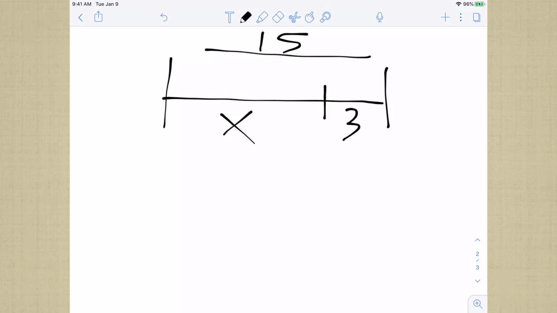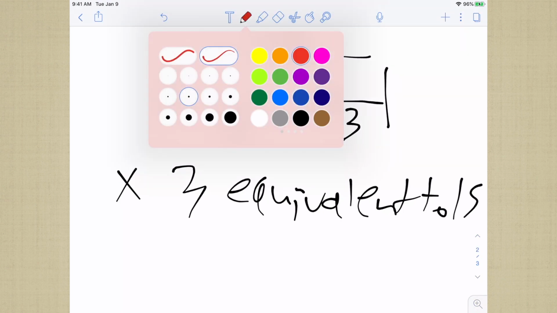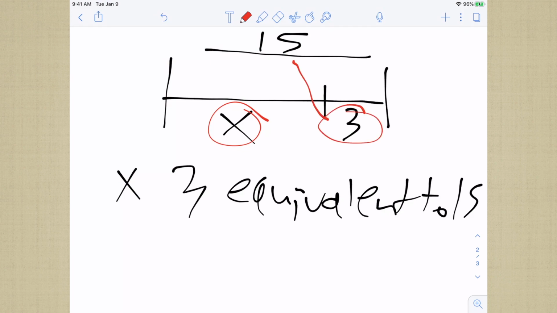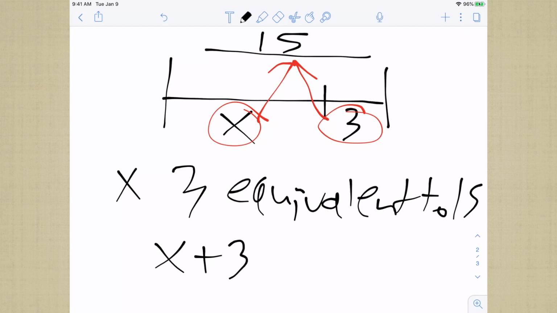Now, you have to establish that the x and the 3 are equivalent to the whole length, which is 15. So essentially, what you have to do is add this term and this term, and set them equal to this term. So that equation would be x plus 3 equals 15. Now, we'll figure out how to solve this later, but I just wanted to let you know that that is how you can set up some equations. Using diagrams is actually a very essential skill in math, and you'll realize later on that sometimes drawing a diagram can really help you, especially in Algebra 1.